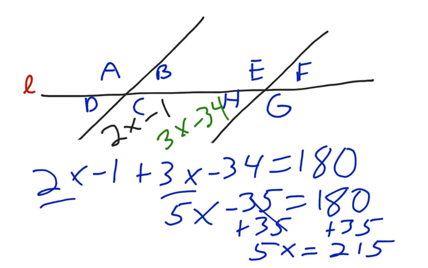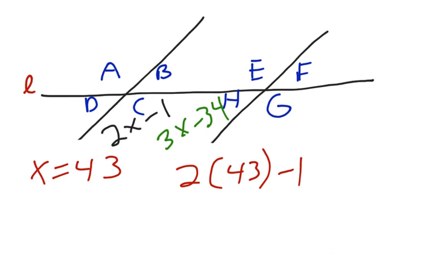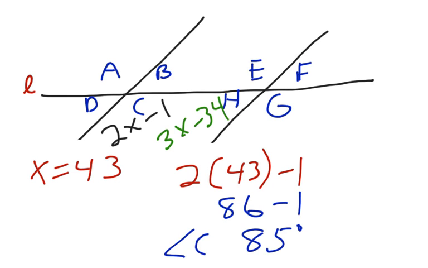Now let's plug that 43 back in, and that will help us to find what angle C and angle H equal. So if x equals 43, plug it in to 2x minus 1, and we get 2 times 43 minus 1, and 2 times 43 is 86. 86 minus 1 gives us 85 degrees, and that's what angle C is. And then the other one should be 95, but we're going to check it by plugging it back in to make sure we did it right.